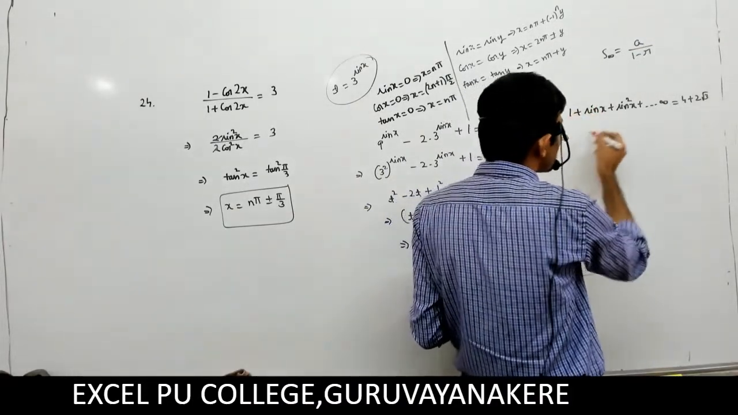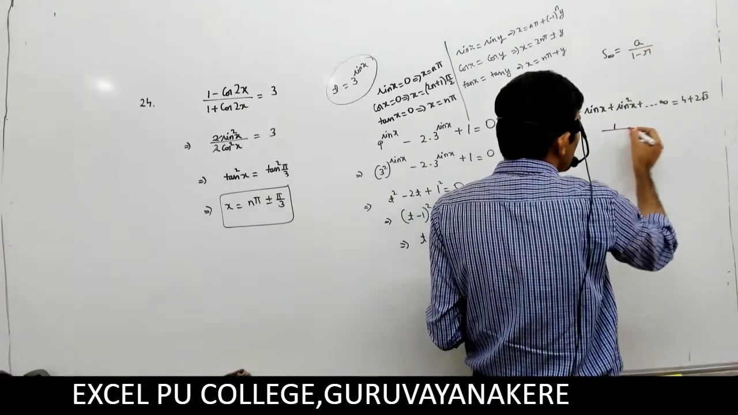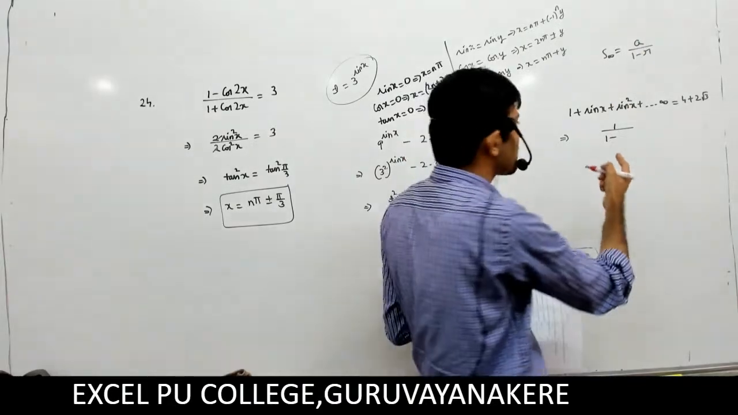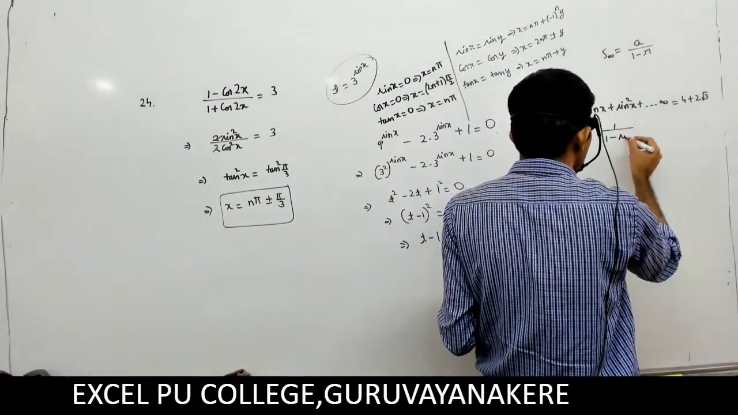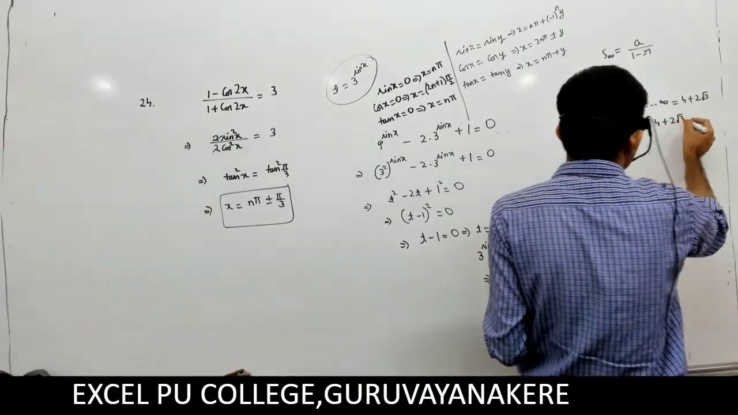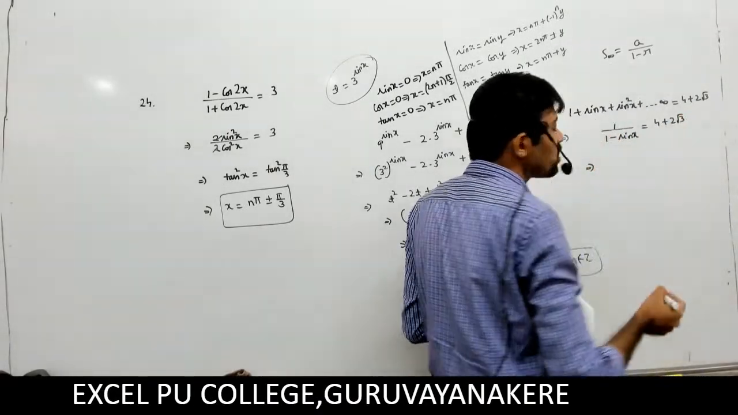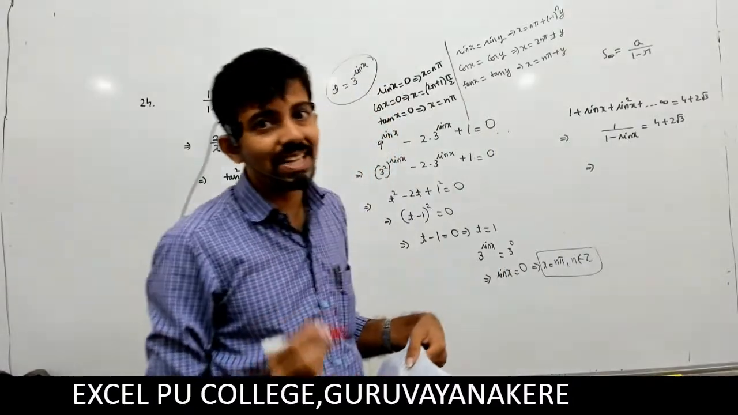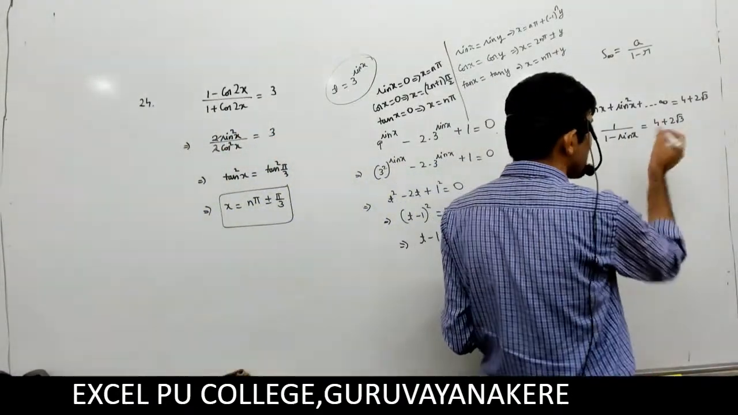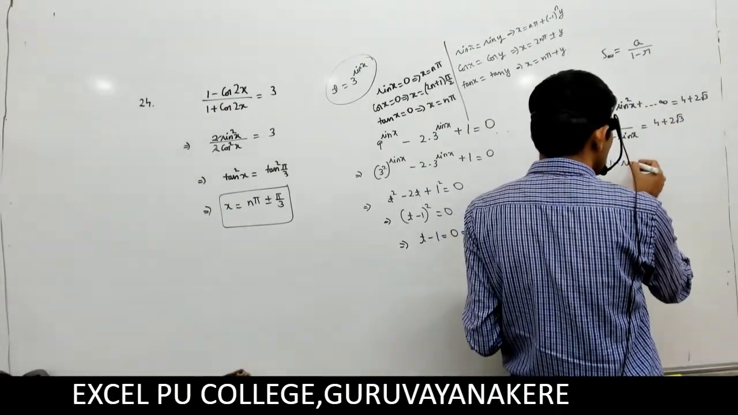Correct? The first term is 1, substitute. A is 1 divided by 1 minus r, where r stands for common ratio. Common ratio is sin x. This is equal to 4 plus 2 root 3. We need to find the value of x now. So to find the value of x, first find the value of sin x, then you can find the value of x. To find sin x, what we do is take the reciprocal on both sides.